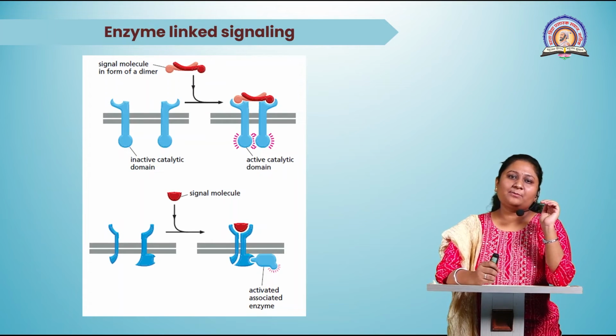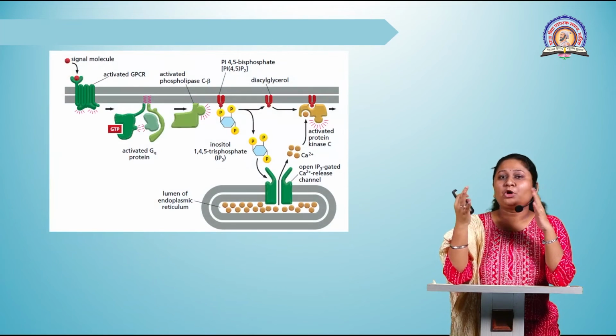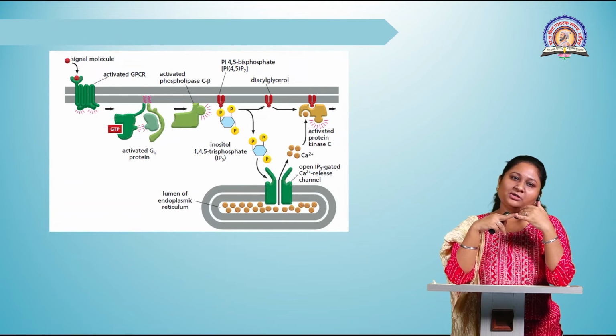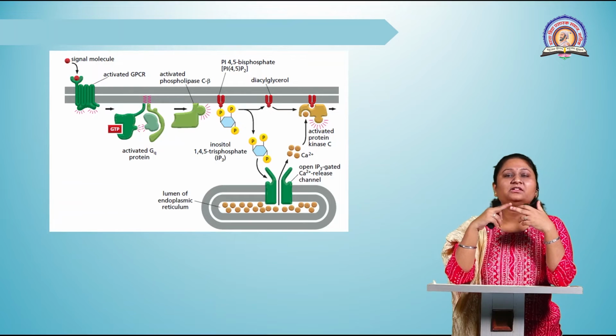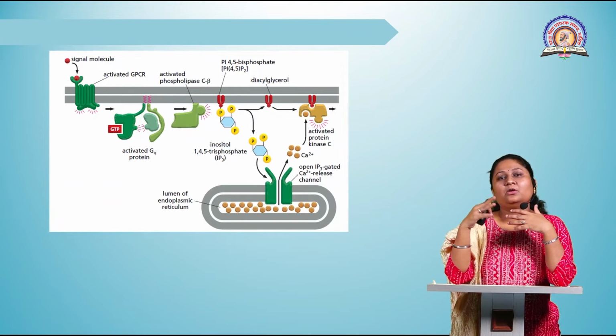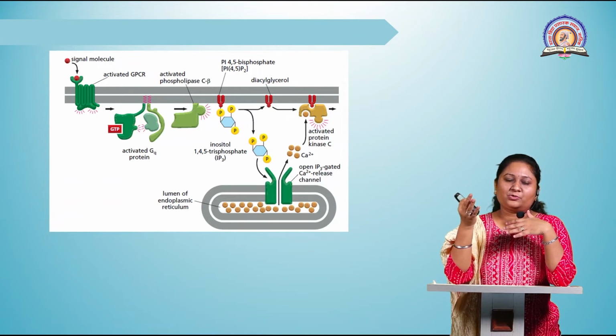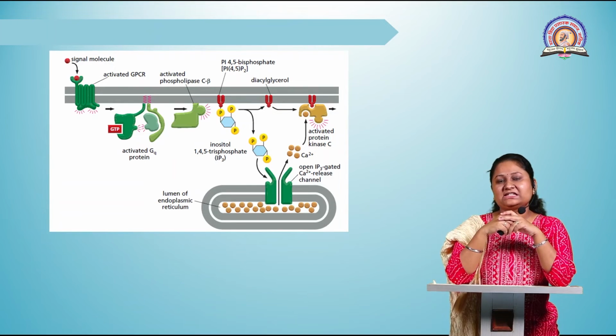Now we'll see an example in detail, where different molecules work together, that is, three types of receptors: G protein coupled receptors, ion channel receptors, and enzyme linked receptors, working together to bring about a cell response. So let us discuss this example in detail.